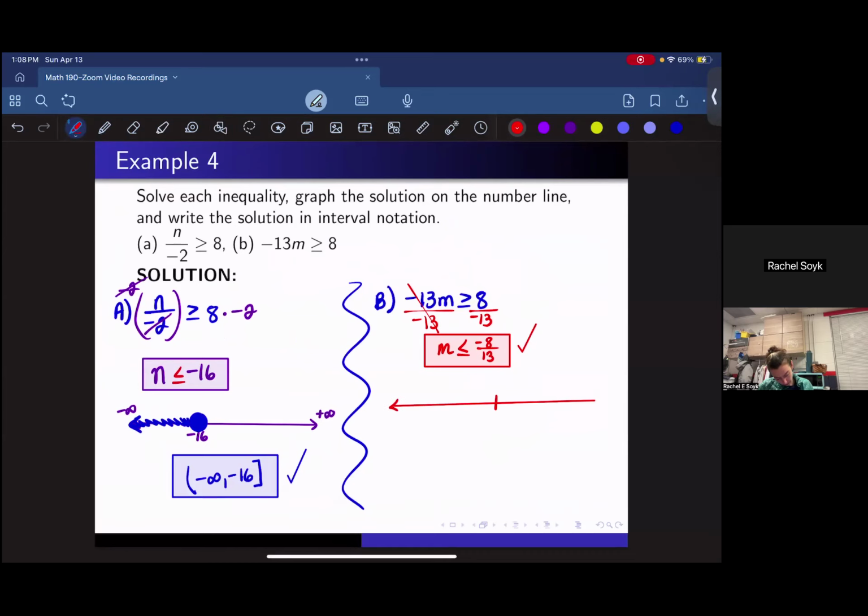We'll put in our negative 8 over 13. And we're looking at all values that are less than or equal to it. So we're filling in that circle and shading to the left. So what do we have in interval notation? We have negative infinity all the way up to negative 8 over 13, hard bracket, and we're done.